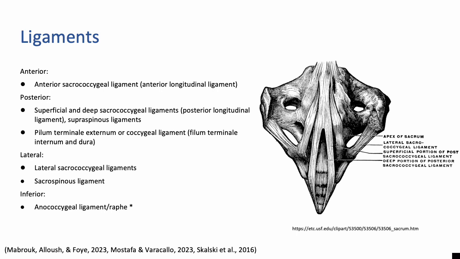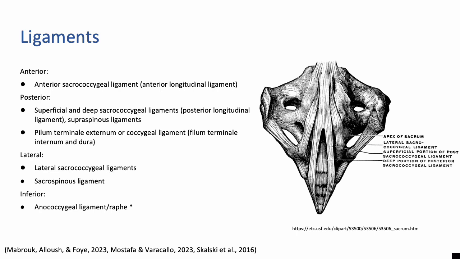So the ligaments. Most of the ligaments here are continuous with spinal ligaments. Anteriorly, we have the anterior sacrococcygeal ligament, and that is going to be contiguous with the anterior longitudinal ligament. Posteriorly, we have the superficial and deep coccygeal ligaments, which are contiguous with the posterior longitudinal ligament, and we also have the supraspinous ligament. Then we also have the filum terminale externum, or the coccygeal ligament, which is continuous with the filum terminale internum and the dura.